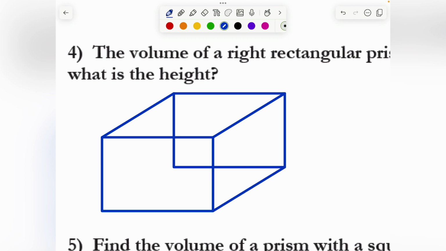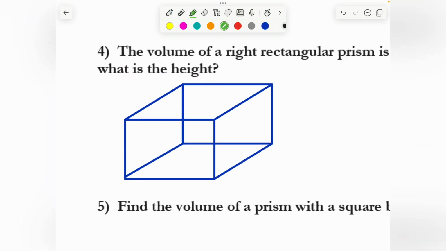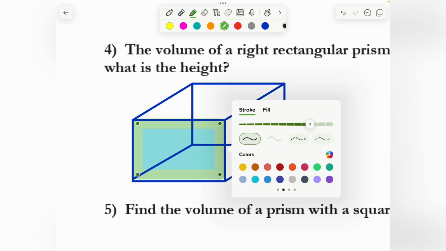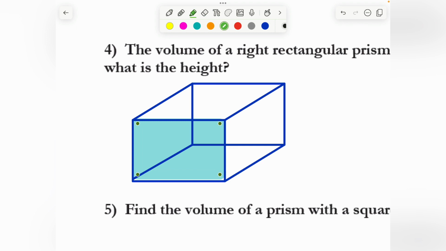So I highly recommend you draw a picture. It doesn't have to be perfect. Okay. It doesn't matter which one's the base. I'll make the front of this the base. So I like to kind of shade what the base is so that I just know what I'm working with.